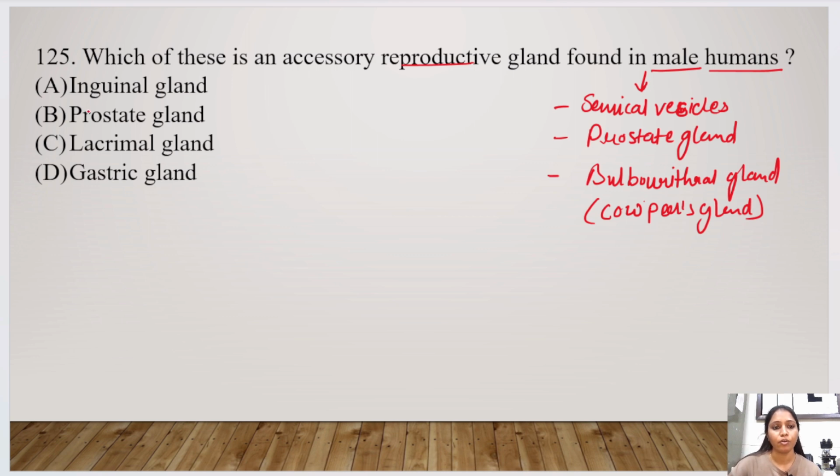And if we look at the options, the prostate gland is there. This gland secretes alkaline fluid which increases the movement of sperm, so this is correct for this question. Lacrimal gland is found in tears, and gastric gland we all know is related with the gastrointestinal tract. So option number B is the correct answer for this question. So these are all about animal physiology questions.